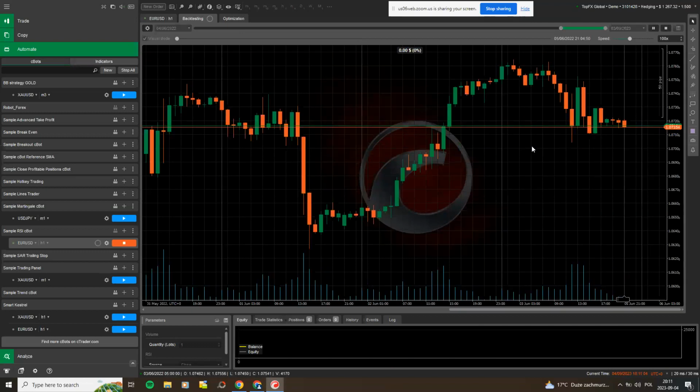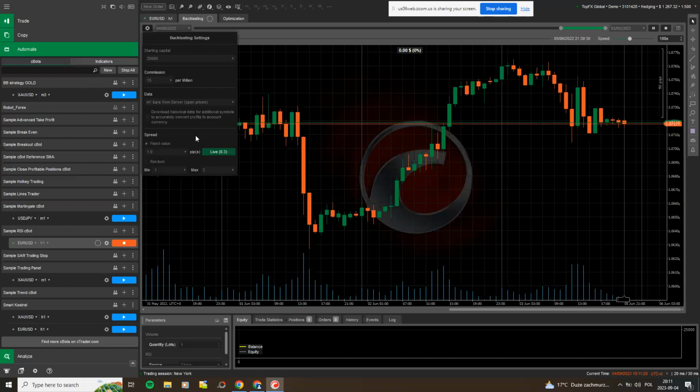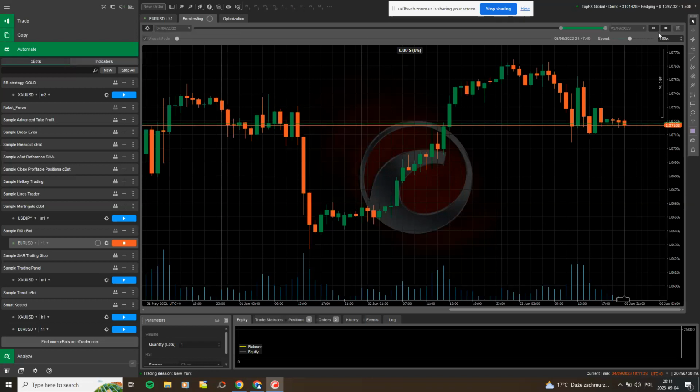So now we're trying to backtest this strategy with the one pip spread data. Nevertheless, it doesn't actually work that fast. It's still 0%, so let me see what else we can do. 25,000, spread is okay, spread is low, M1 bars from the server. That's fine.